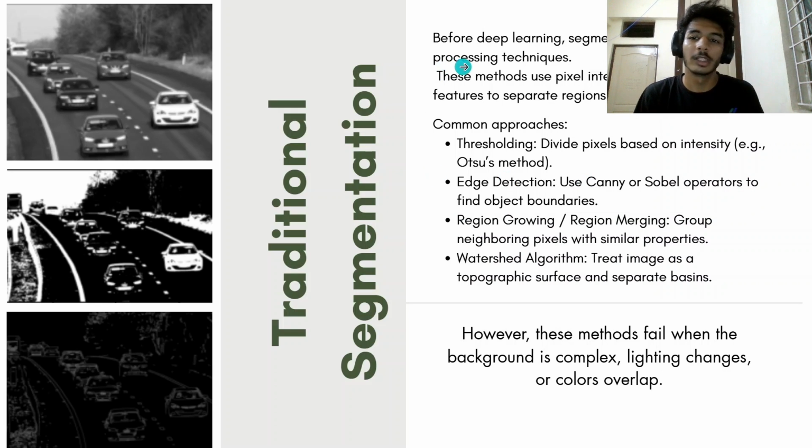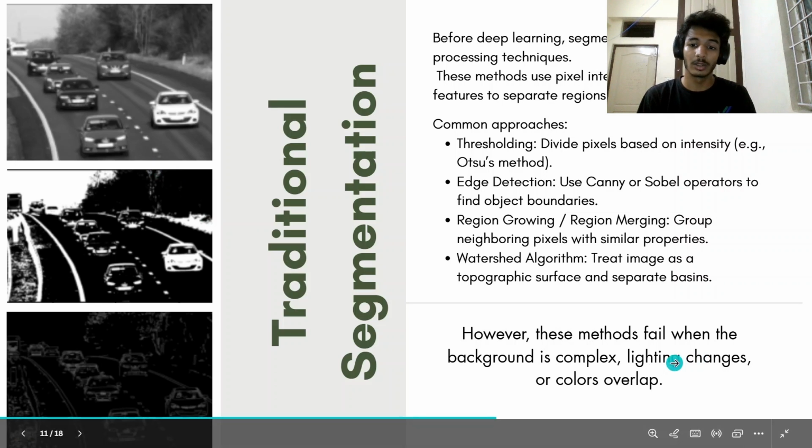methods. Before deep learning and before convolutional neural networks, segmentation relied on basic image processing techniques. We can see the common approaches were thresholding, edge detection, region growing, watershed algorithm. We'll look into each of them in the next slides. However, these methods fail when the background is very complex, the lighting changes, or color overlaps.